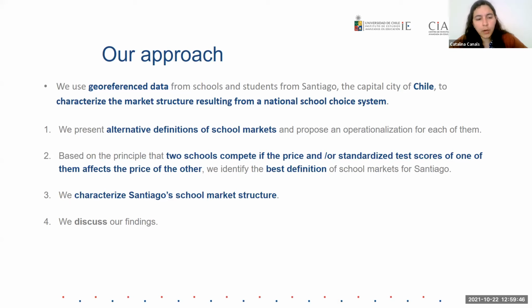Our approach was to use georeferenced data from schools and students from Santiago, the capital city of Chile, to characterize the market structure resulting from a national school choice system. In the first step, we present alternative definitions of school markets. Based on previous literature, we define 3 definitions. We propose an operationalization for each of them, and then, based on the principle that 2 schools compete if the price or standardized test score of one of the schools affects the price of the other, we identify the best definition of a school market for the case of Santiago. Having that definition, we then characterize the Santiago school market structure, and we discuss our findings.